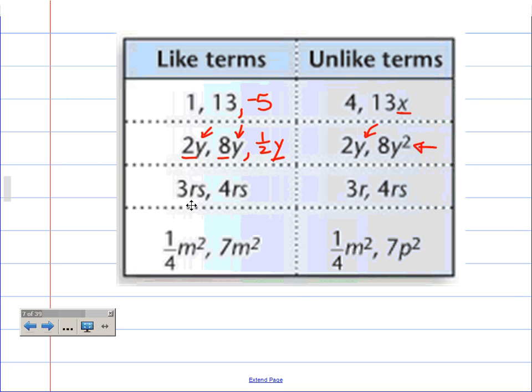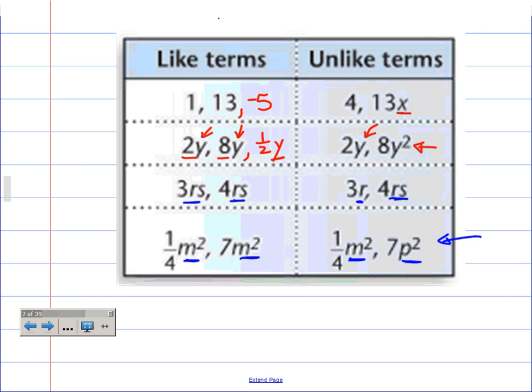If I go down to the next one, their variables are r's. Okay, these are not alike because this one just has r, this one has r squared. And then the last column, we have m squared. So those are alike. Over here, m squared and p squared, it's not the same thing. So these are unlike terms.